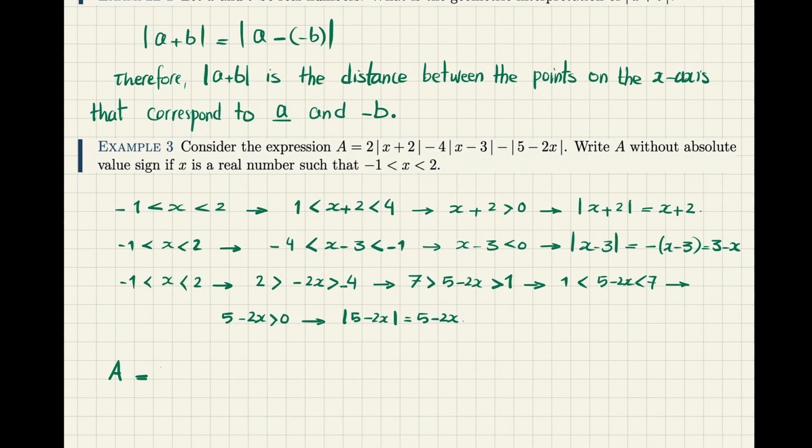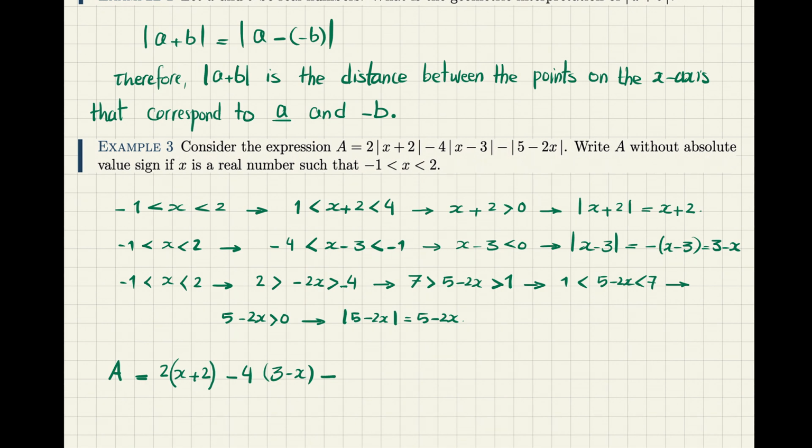Be careful, some people might write it in this way. This is not correct. 2 is multiplied by the whole expression, so I have to put a pair of brackets around. And I have minus 4. Absolute value of x minus 3. Absolute value of x minus 3 is 3 minus x. So it becomes 3 minus x. And then I have minus sign here.